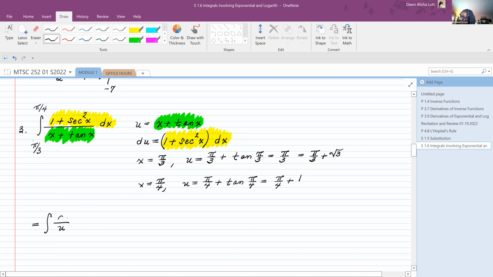Good. Okay, so now pi over 3 down here, and it becomes pi over 3 plus the root of 3. So this is pi over 3 plus the square root of 3 down here. And then this was pi over 4. So this becomes pi over 4 plus 1.